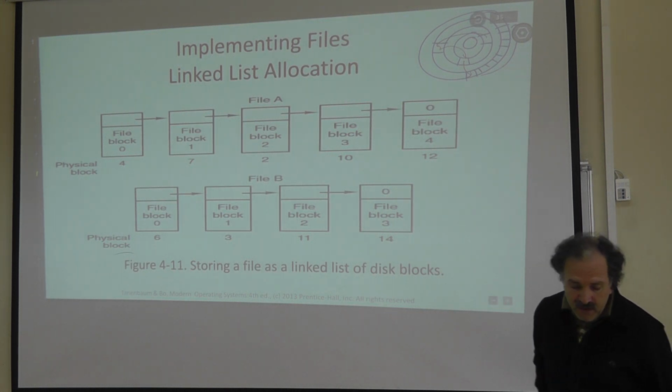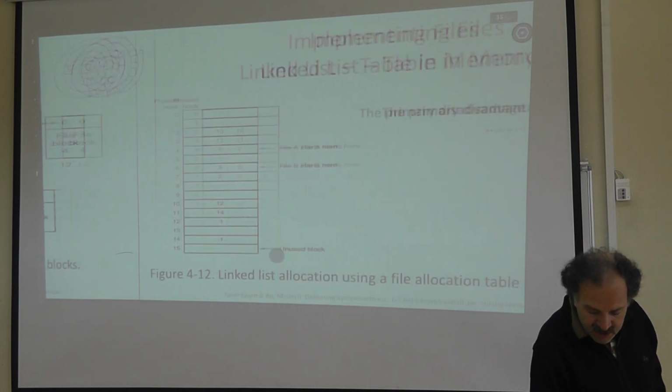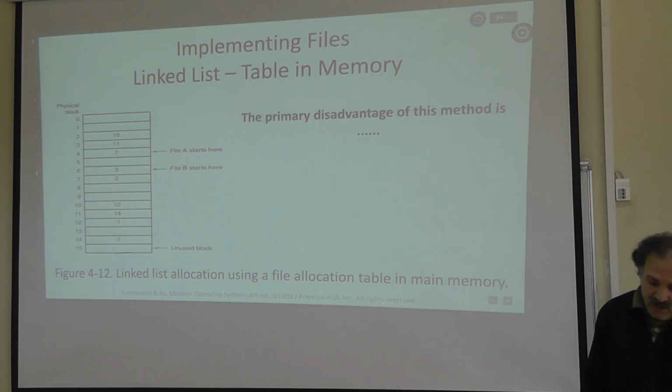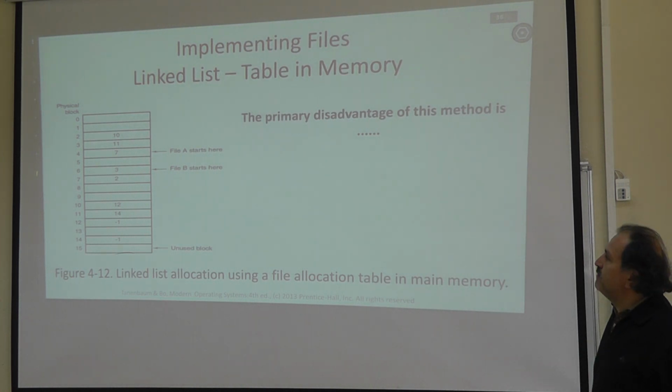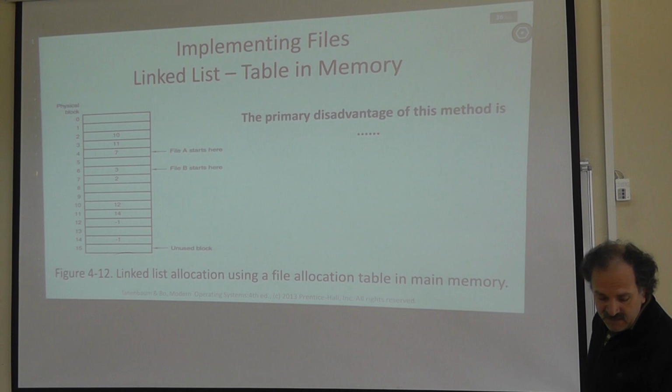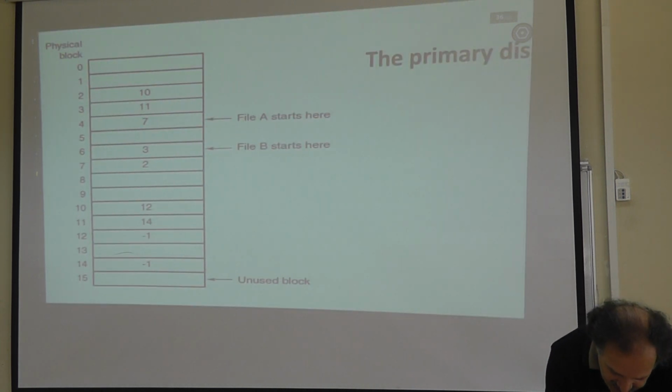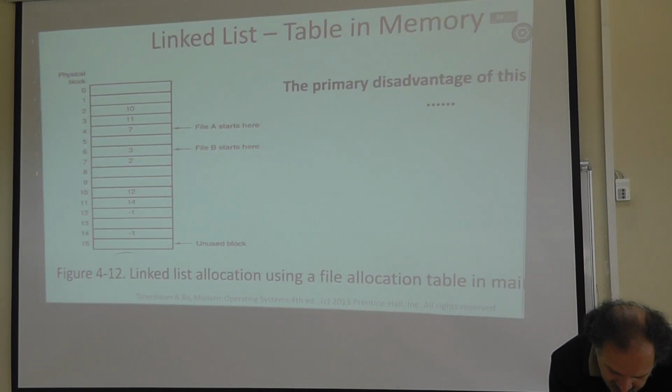So if I keep all this information in memory, okay, table in memory, that means that I don't have to skip from one block to another block to be able to access the fifth block. All I do is keep this file in my memory, okay? So let's say file A starts here. When I come to this position, this is a memory table, and accessing the memory is very, very fast.